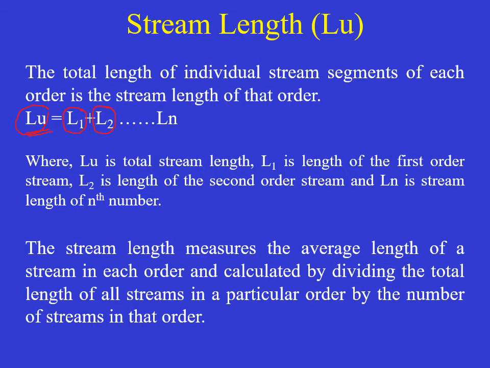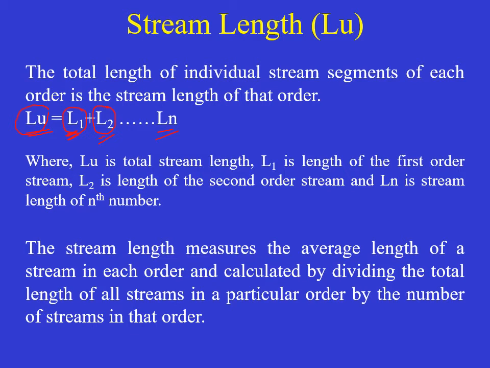The stream length measures the average length of a stream in each order. Now, if you only want to know the length of the first order streams, here L1 means the length of all the first order streams. L2 means the length of all second order streams. Similarly, Ln means the length of all nth order streams. So if you want to know the total length of first order streams, simply L1 will be the answer. That is measuring the curvilinear path of all the first order streams.